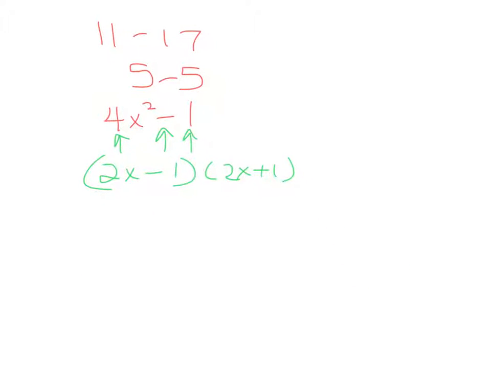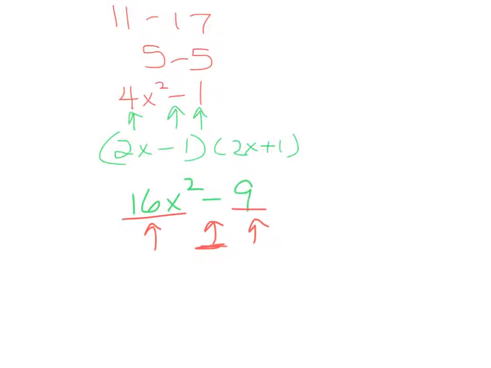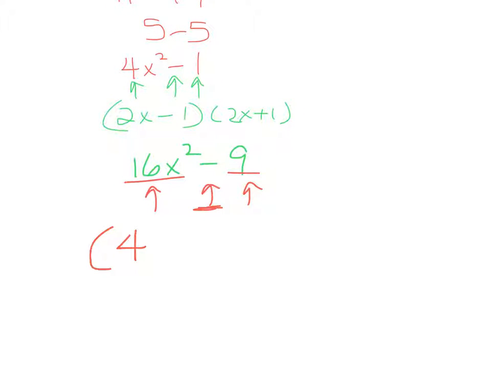Another example could be 16x squared minus 9. Again, check. Make sure all 3 conditions are met, that these are perfect squares, and that this is a subtraction sign. So then this would factor into what number times itself is 4x, and what number times itself gives you 9, which would be 3 and 3. One's a plus, one's a minus. Yes? No, it does not matter. So you can do it either way.